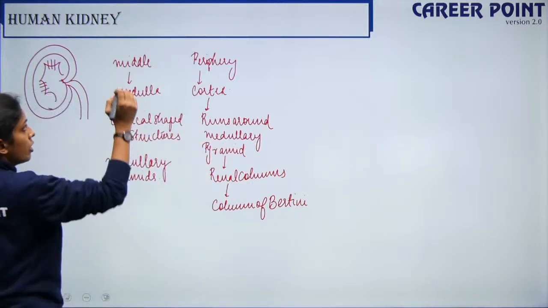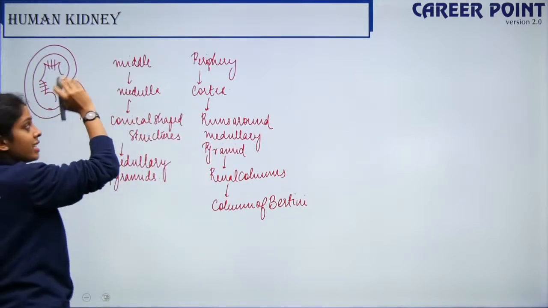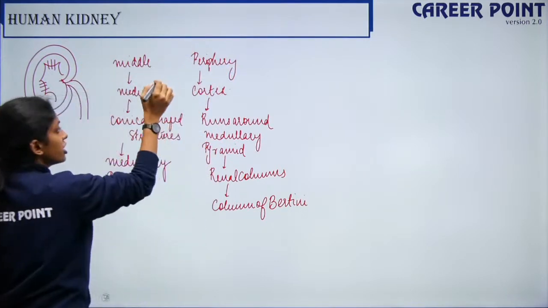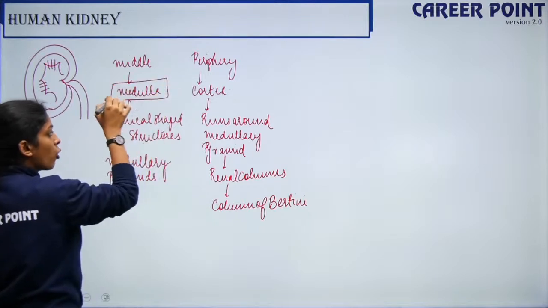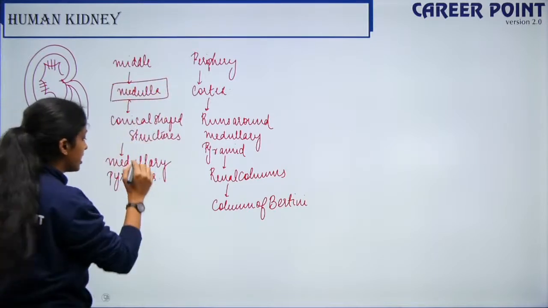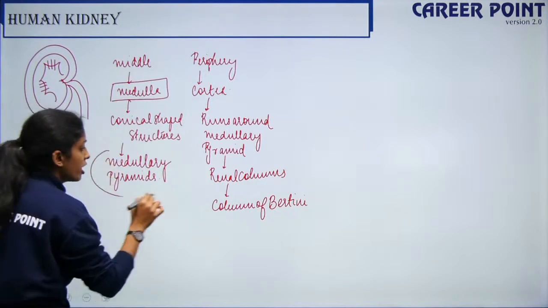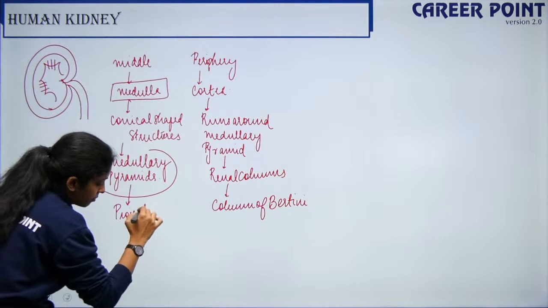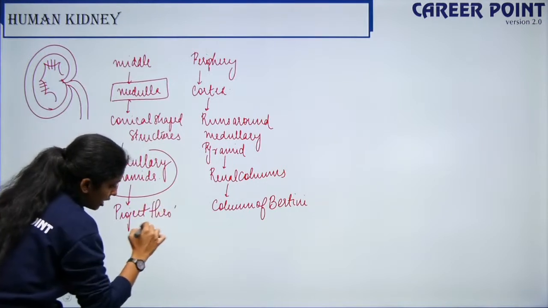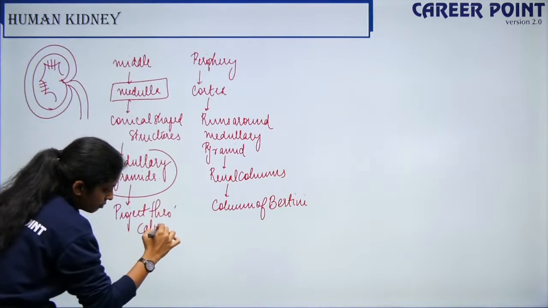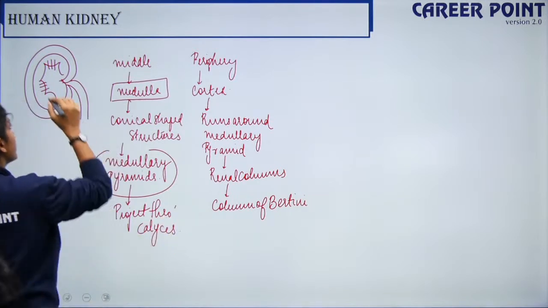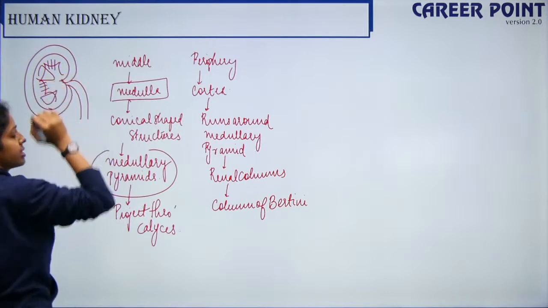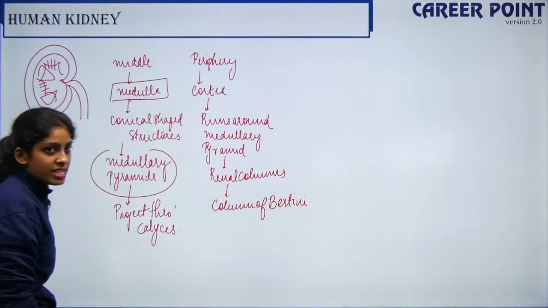The inner surface of the kidney is divided into a middle portion and the periphery region. The middle region is known as the medulla. The medulla opens into conical shaped structures, that is, medullary pyramids. The medullary pyramids project through the calyces. So these are the calyces, and the medullary pyramids are like this.